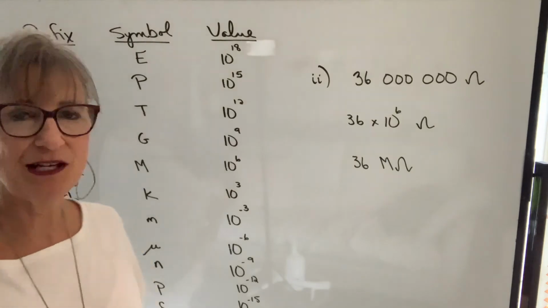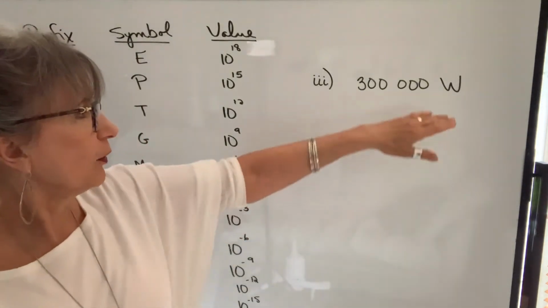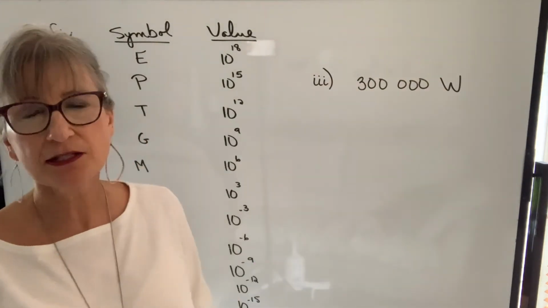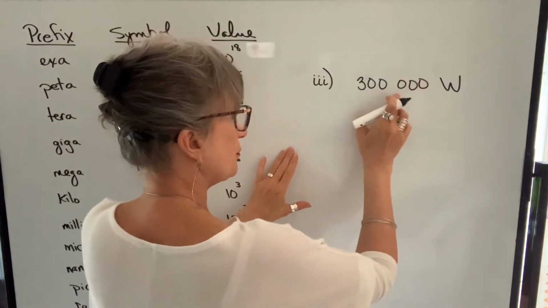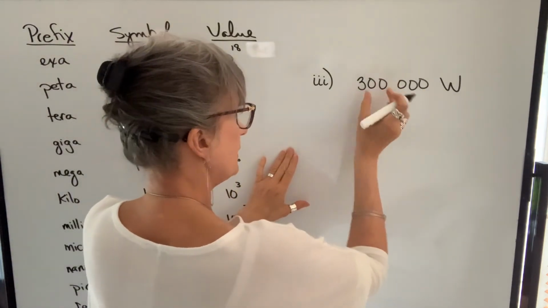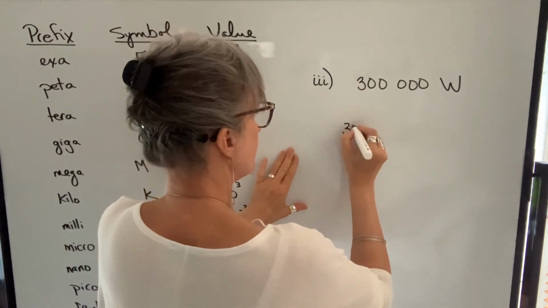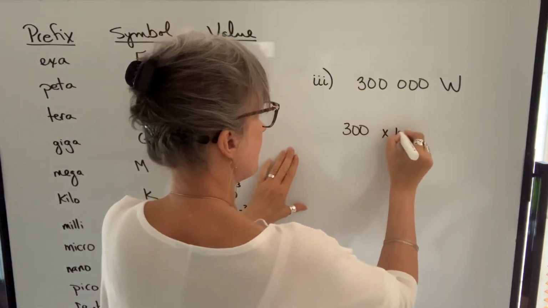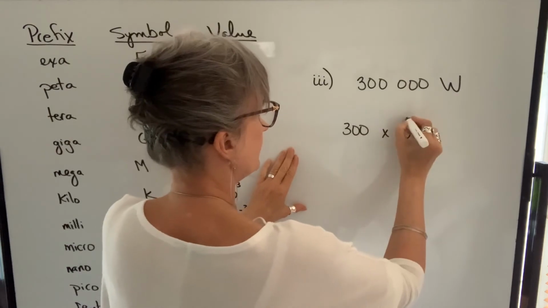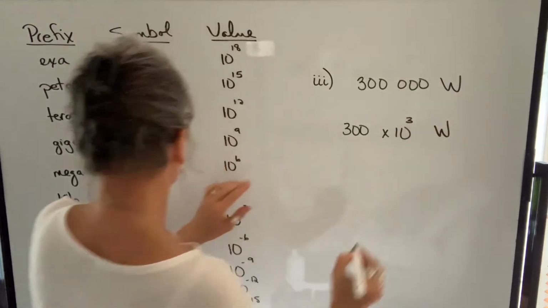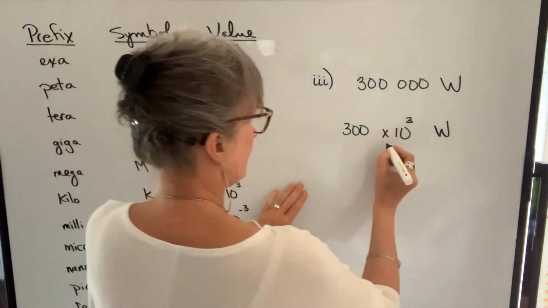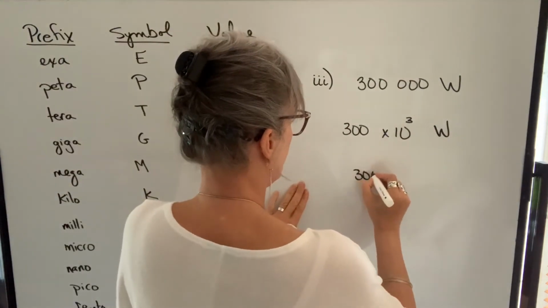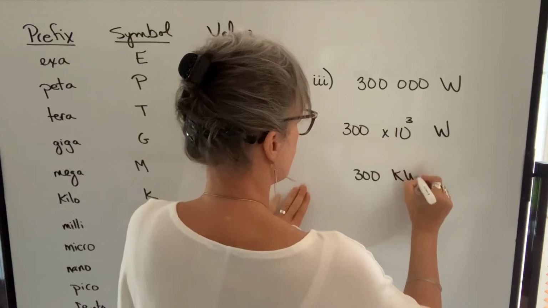Let's do a couple more examples. We have a power of 300,000 watts. Again, let's write this in engineering notation. We're going to move our decimal point 3 places at a time. 300 is between 1 and 1,000, so this will be 300 times 10 to the power of 3. 10 to the power of 3 is kilo, so we can replace 10 to the power of 3 with kilo, so we'll have 300 kilowatts.